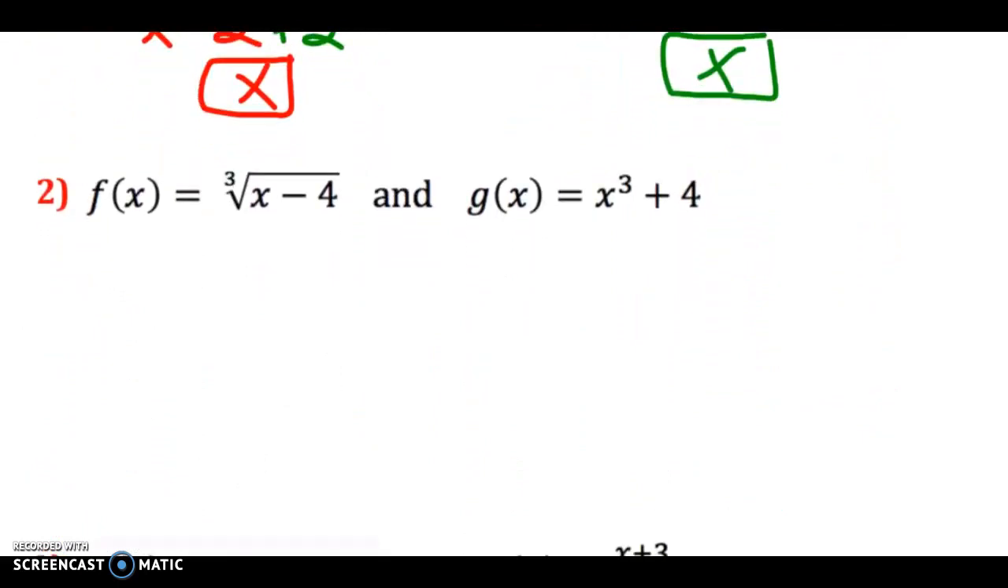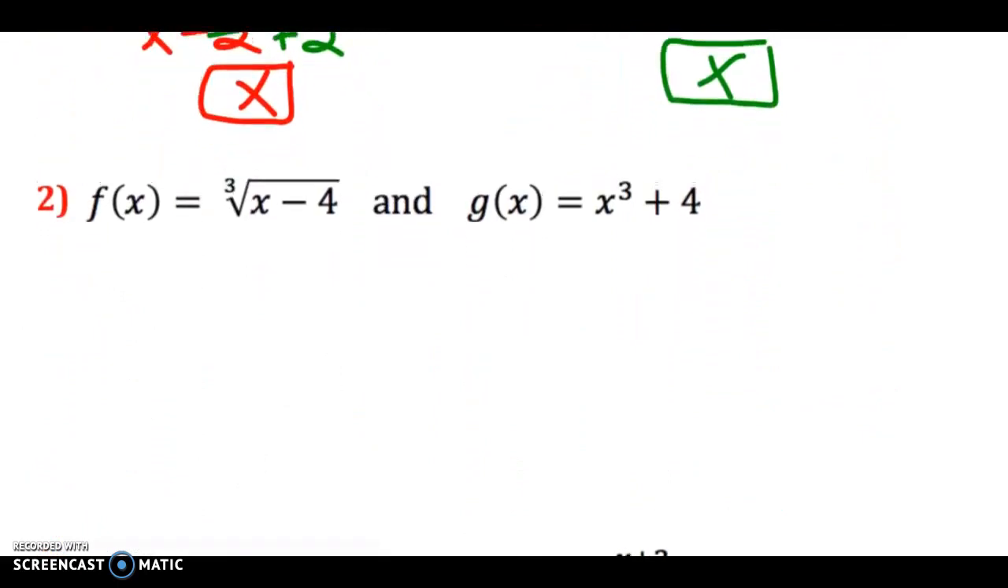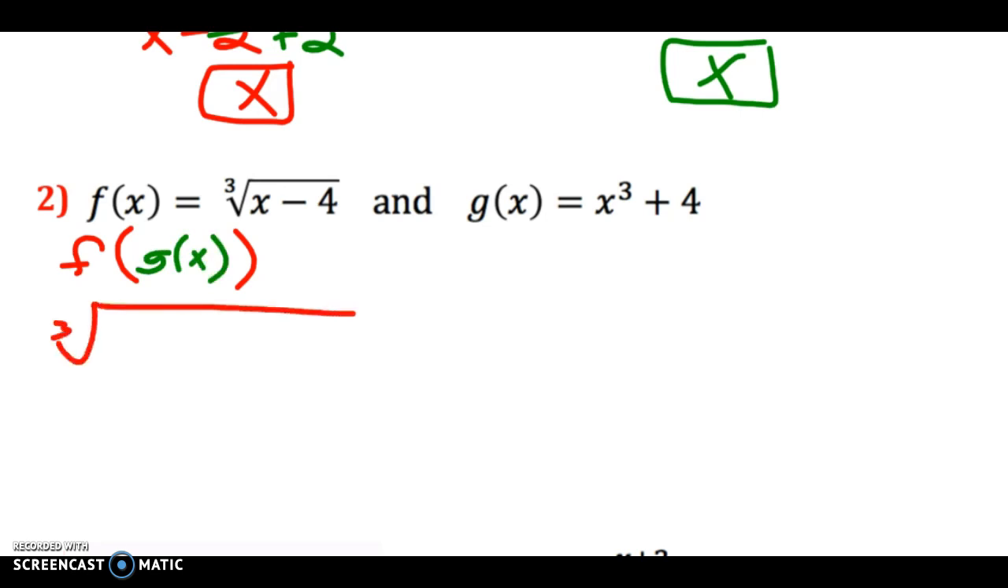Ooh, some radical action. I've got the cube root of x minus 4 and x to the third power plus 4. If these are inverses, then I should be able to compose one with the other, and they simplify out to just a plain old x, which is also called the identity. So let's set it up just like we did before. For the first one, I'm going to take f of g of x, which means I'm going to take the f function, the third root of something minus 4, and into that something, I'm going to plug the g function, x to the third plus 4.